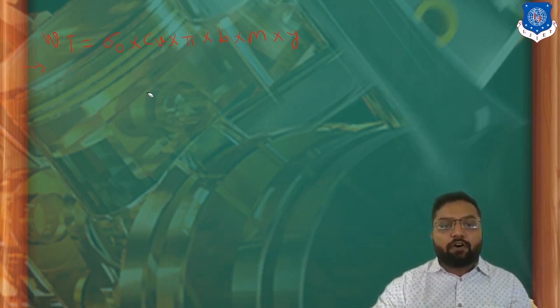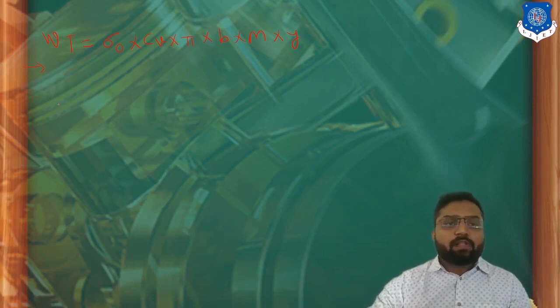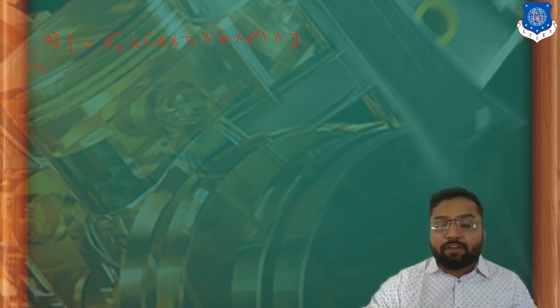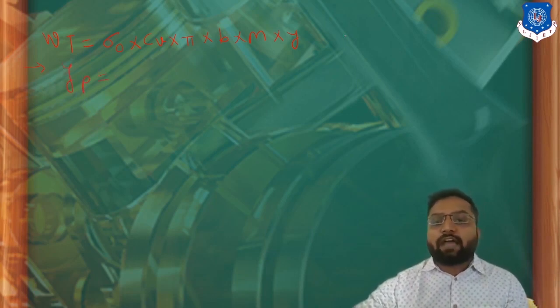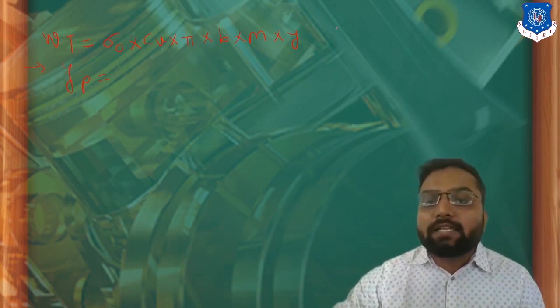Clear? So first of all, we have to find out the multiplication of yp with sigma p and yg with sigma g. So first of all, we have to find out what is yp. To find out yp, we should know what is y.